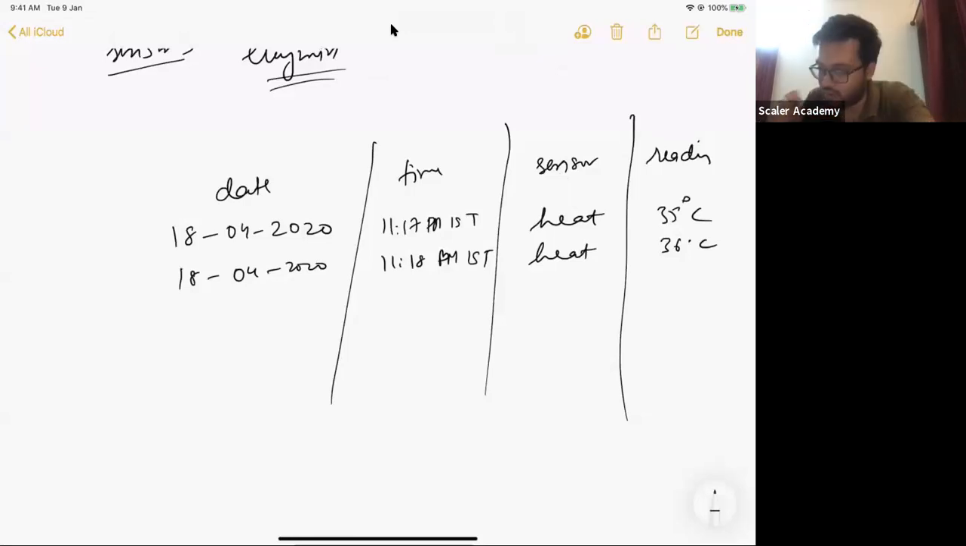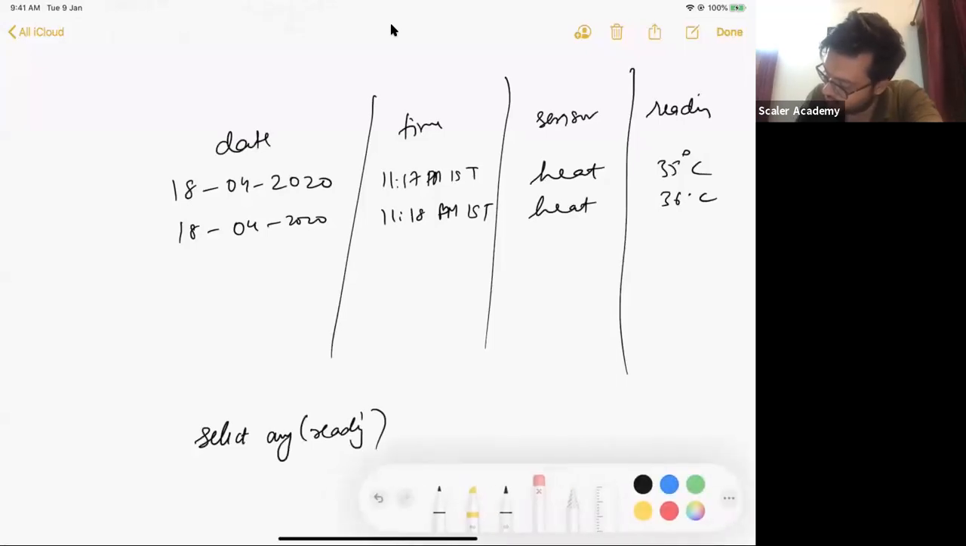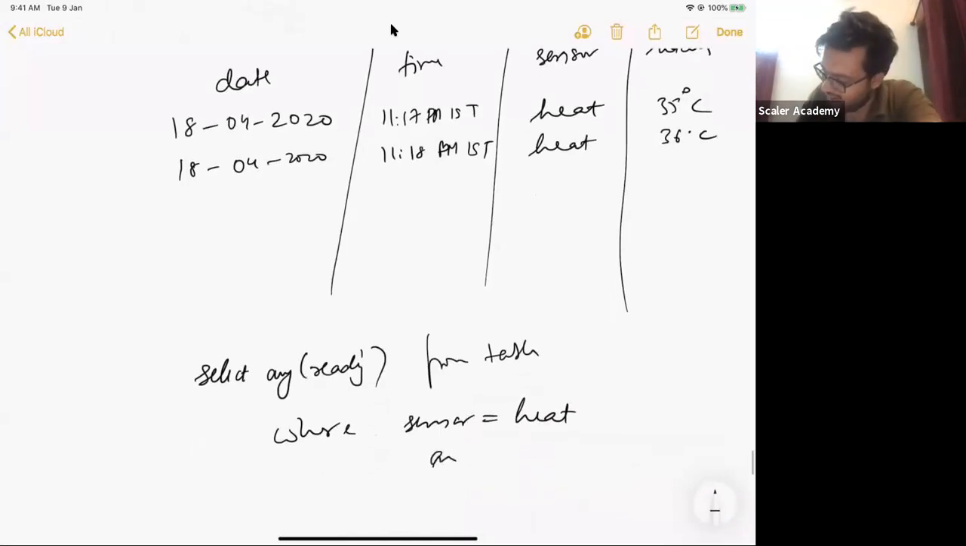Okay, so let me write a query. Let me not do 24, let me just write a simpler query. So let's just select the average reading from this table, whatever the table name will be, where sensor is heat and the time that you have is less than 30 minutes ago. Does that make sense, folks? Less than or equal to 30 minutes ago.